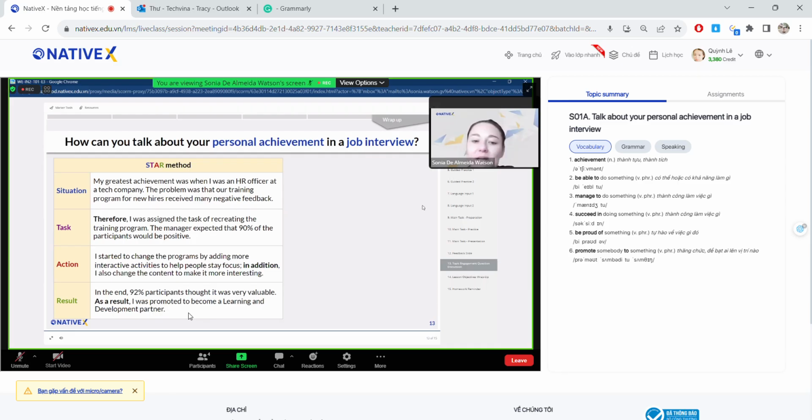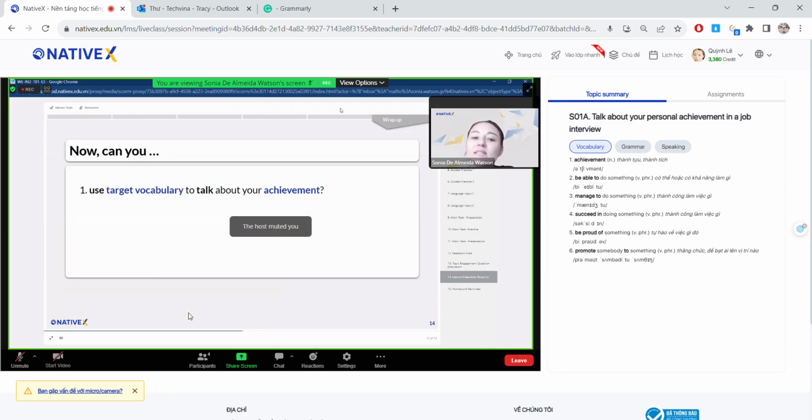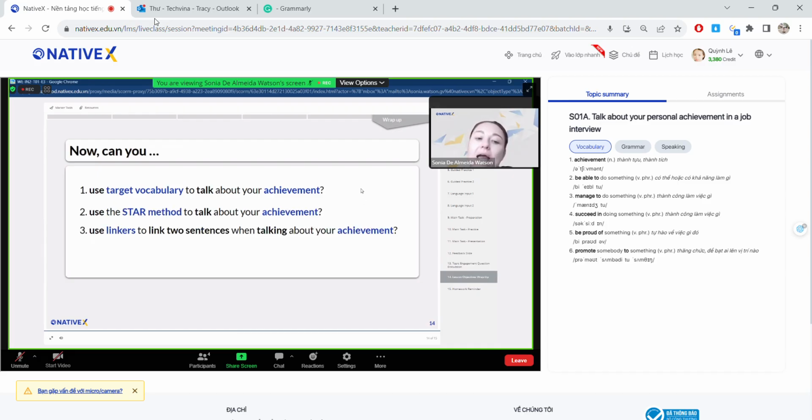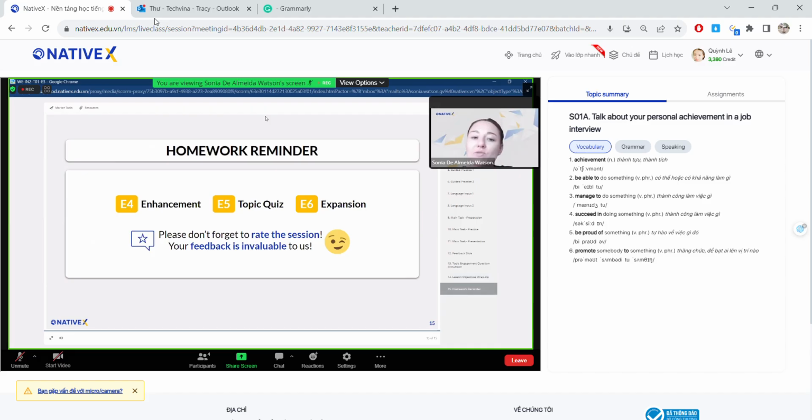Absolutely right. So everybody, well done today. Let's see what we did. Today we learned some new target vocabulary to talk about our achievements. Then we also used our STAR method to help us talk about it and use linkers as well. Let's remember to do our homework too, E4, E5, and E6. And don't forget to rate the session for today.